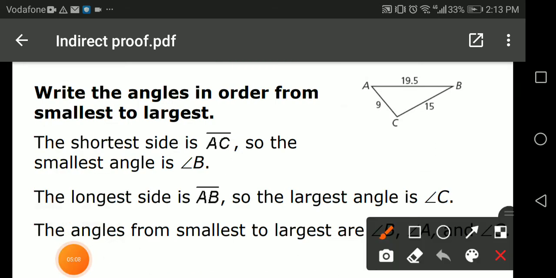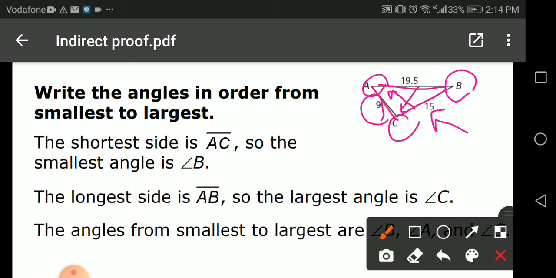We have this example. It's the same idea. Write the angles in order from smallest to largest. So you search for the shortest segment, which is B, and it's facing A. Then next, facing C. So it will be B, A, and then C.